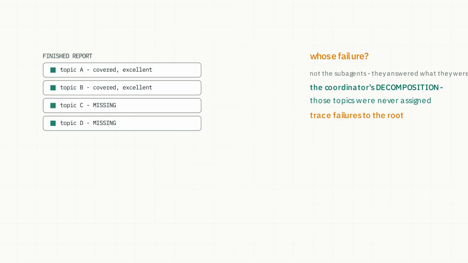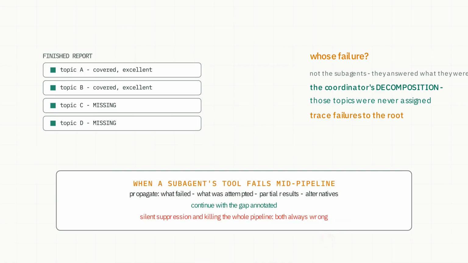And when a subagent's tool fails mid-pipeline, Law 7 governs the answer. Propagate a structured report: what failed, what was attempted, what partial results exist, what alternatives remain, and continue with the gap annotated. Silent suppression loses information. Killing the whole pipeline over one failed fetch is the panic answer. Both are always wrong.